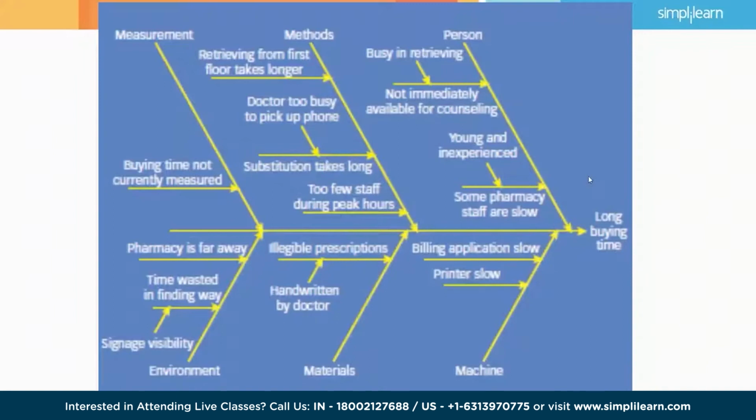You just have to keep asking why, which is another tool, the 5 whys. Keep asking why something is going wrong. So why do we have problems with the methods? Again, why? Because retrieving from the first floor takes longer. Why does retrieving from the first floor take longer? Then you keep answering why until you get to the 5, and then you are going to get the right answer. What you're going to get with this is, as I said before, a lot of root causes that you have to analyze.